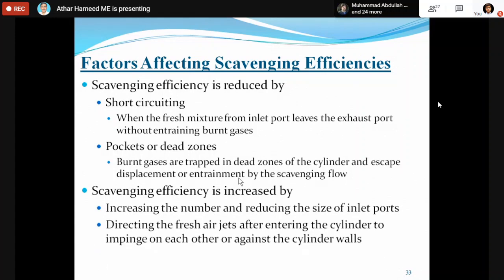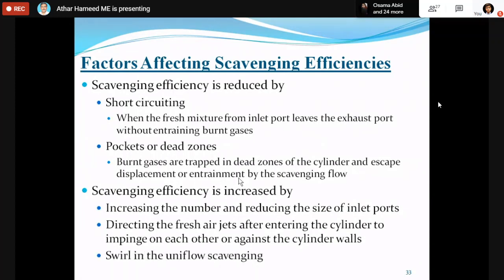Then, direct the fresh air jets after entering the cylinder to impinge on each other or against the cylinder wall. We make the angle of the ports in such a way that when the pressurized charge gets inside, it impinges on itself and on the cylinder wall, so that it is distributed uniformly inside the cylinder and pushes out the burnt charge, before it attains the same pressure as what is inside the cylinder, right? So that will increase the scavenging efficiency.